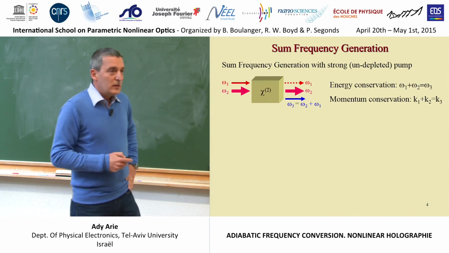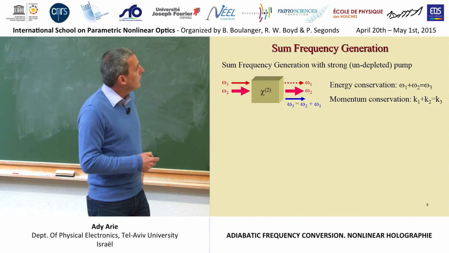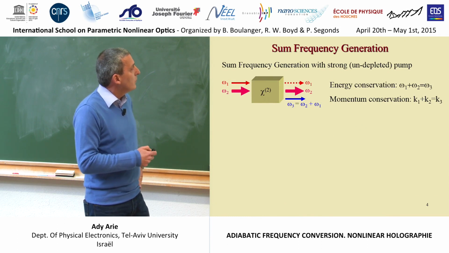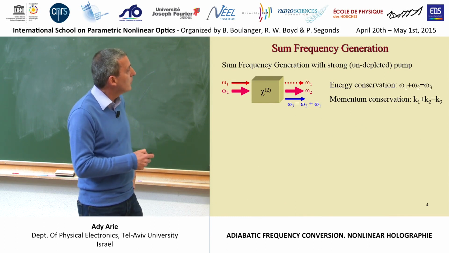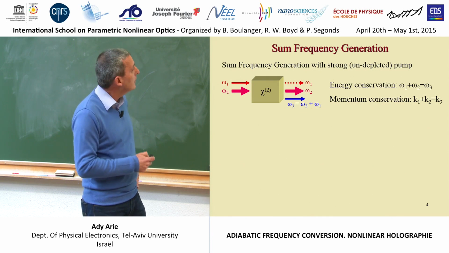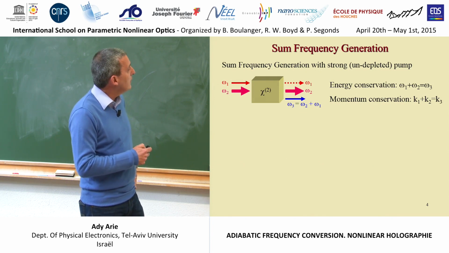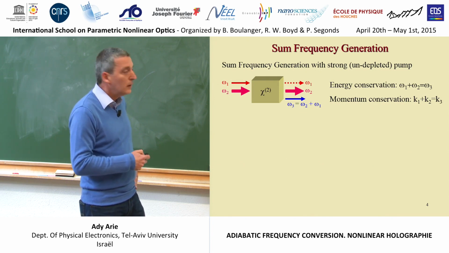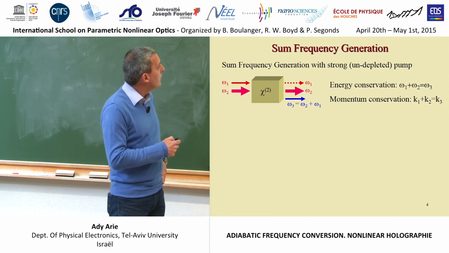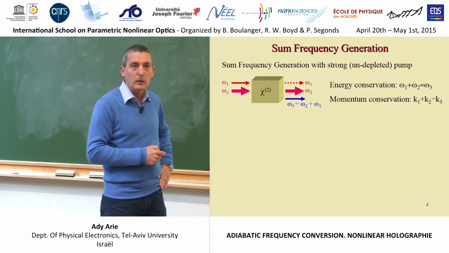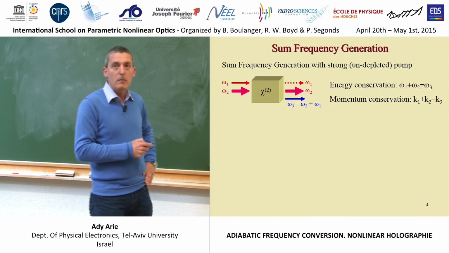OK, so let's just start with something you are familiar with. We do some sum frequency generation process in a nonlinear crystal, in a quadratic nonlinear crystal. And we have a signal, omega 1, and a pump, omega 2. And we assume that the pump is very powerful and the signal is very weak. So we are in the undepleted pump approximation.